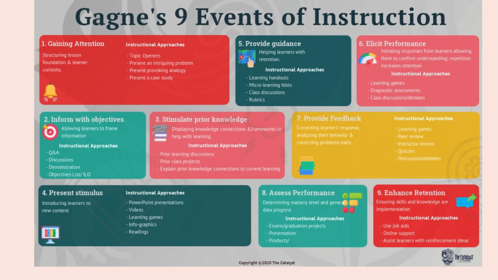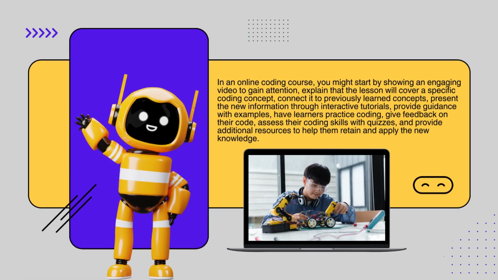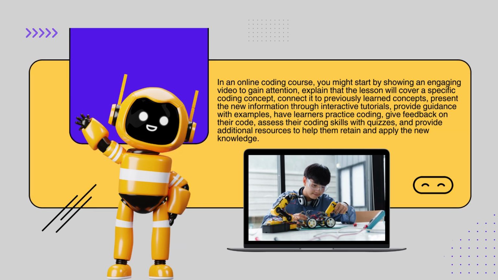assess performance, test learners' knowledge and skills; enhance retention and transfer, help learners retain and apply the new knowledge. Example: in an online coding course, you might start by showing an engaging video to gain attention, explain that the lesson will cover a specific coding concept, connect it to previously learned concepts, present the new information through interactive tutorials, provide guidance with examples, have learners practice coding, give feedback on their code, assess their coding skills with quizzes, and provide additional resources to help them retain and apply the new knowledge.